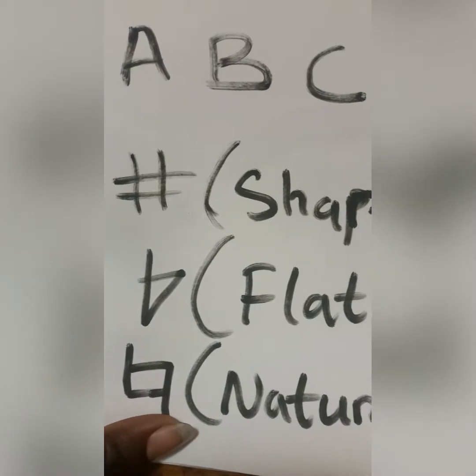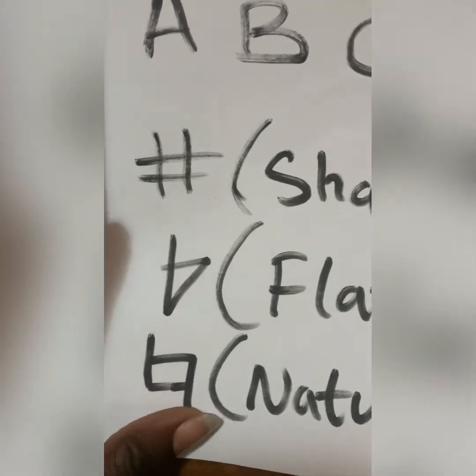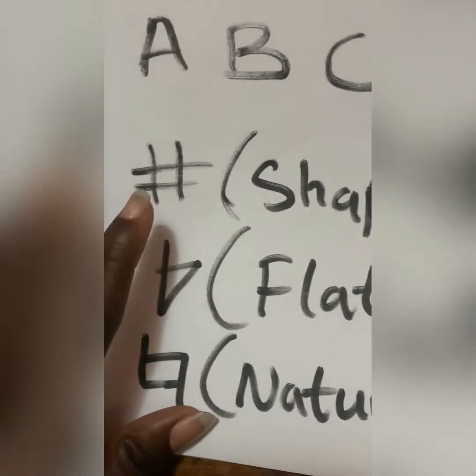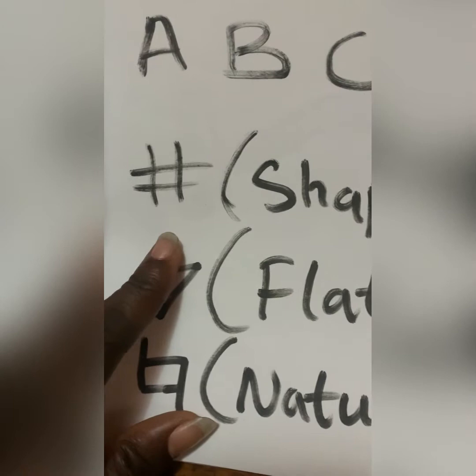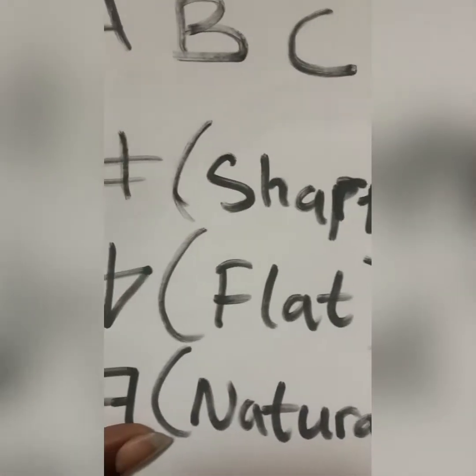And we have what we call accidentals. We have this sign here, which is the sharp, and this is how it looks. It looks like a hashtag. And what does sharp do? It raises a key by a semitone. I'm going to explain what this means when we go to the piano.